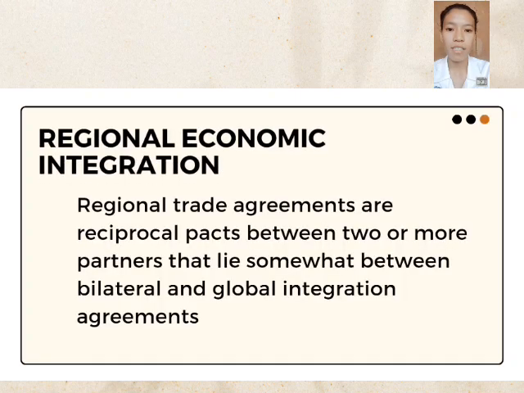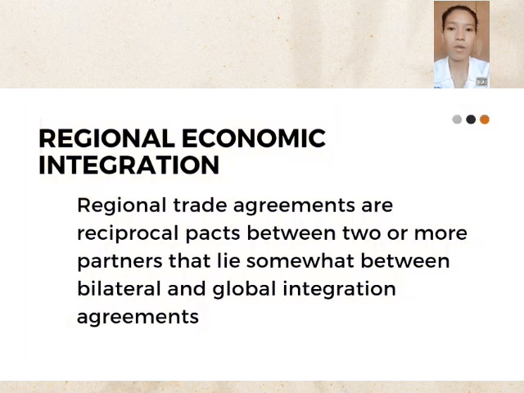So the next is regional economic integration. Regional trade agreements are reciprocal pacts between two or more partners that lie somewhere between bilateral and global integration agreements. So regional economic integration is when countries in a certain area work together to reduce trade barriers and boost their economies. They can do this through agreements like free trade or common markets. This cooperation helps them grow economically.